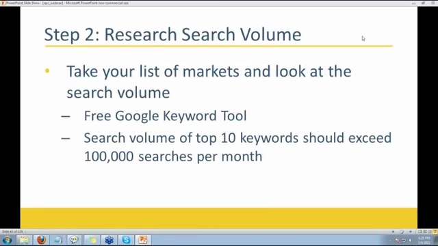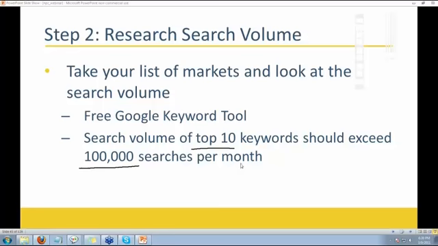You can take those markets and just put them into a spreadsheet and set it aside. Now, the next step, and this is all, again, towards finding the best markets, is to take your list of markets and look for search volume. Out of that list, you want to find which markets get over 100,000 searches per month for the top 10 keywords. Again, that's the benchmark we use, so that we're finding markets that are big enough.